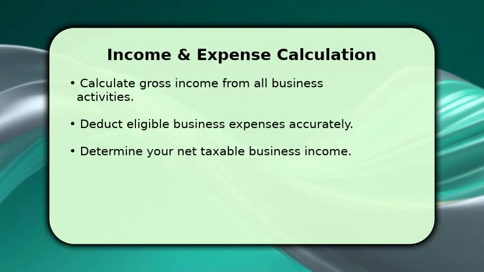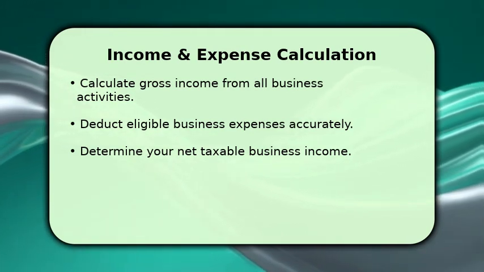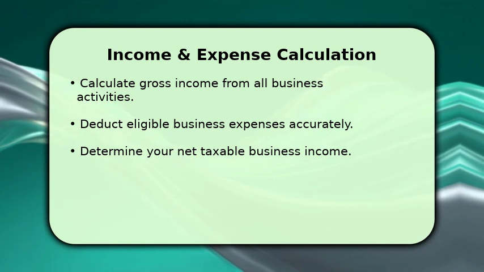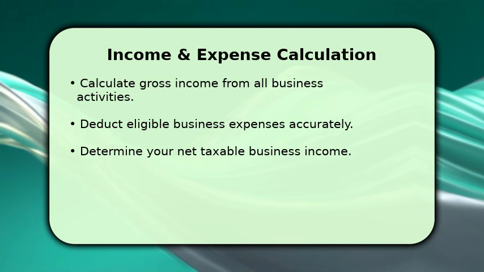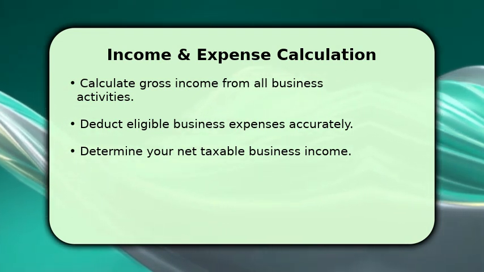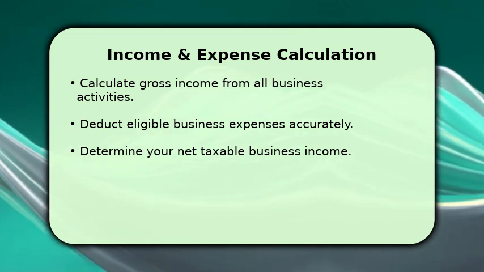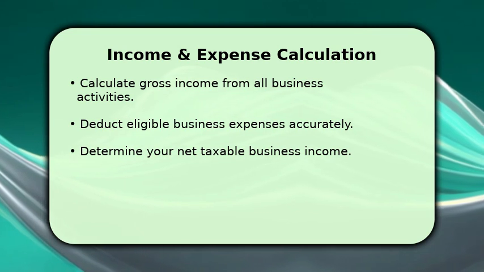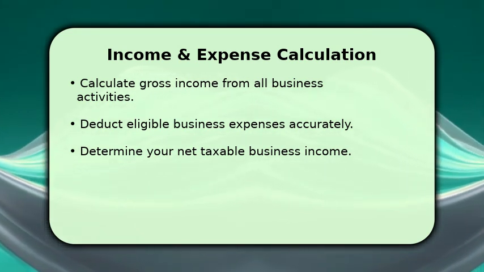Now, calculate your total gross income from all business operations. Then, meticulously list and sum up all your eligible business expenses. These can include office supplies, rent, and employee wages. Subtracting your total expenses from your gross income will give you your net taxable business income. Accuracy here is crucial for correct tax liability.